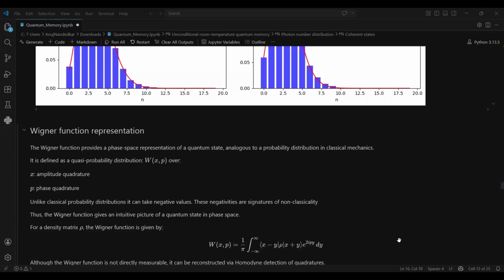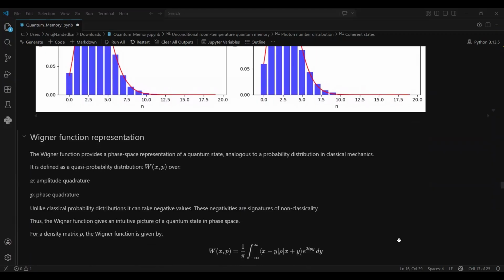Now coming to the Wigner function representation. The Wigner function provides a phase space representation of a quantum state, and it is analogous to probability distribution in classical mechanics. In fact, it is defined as a quasi-probability distribution over the amplitude and phase quadratures. Now, why quasi-probability? Because unlike classical probability distributions, it can take negative values as well. And these negative values are signatures of non-classical phenomena. So it gives us an intuitive picture of a quantum state in phase space.